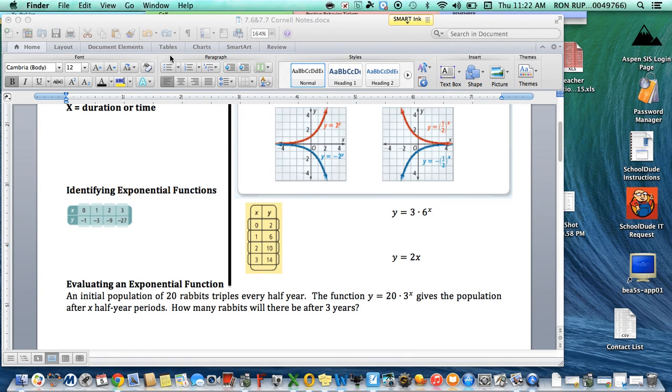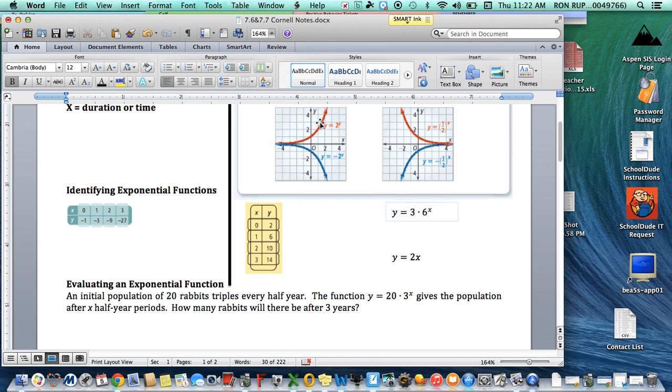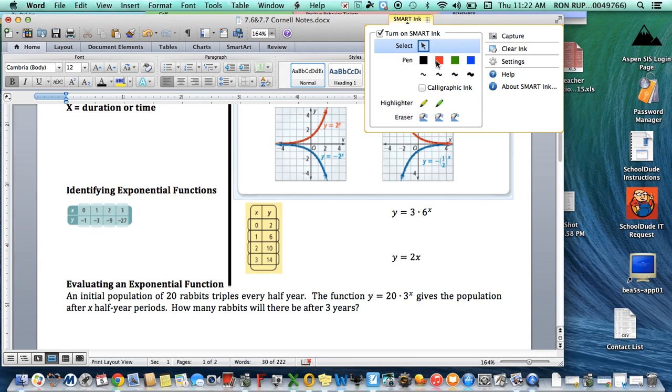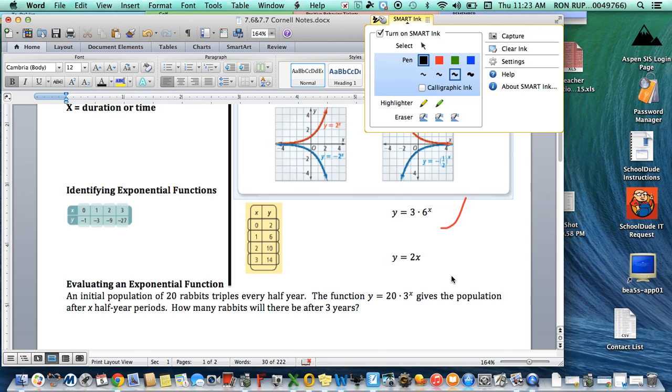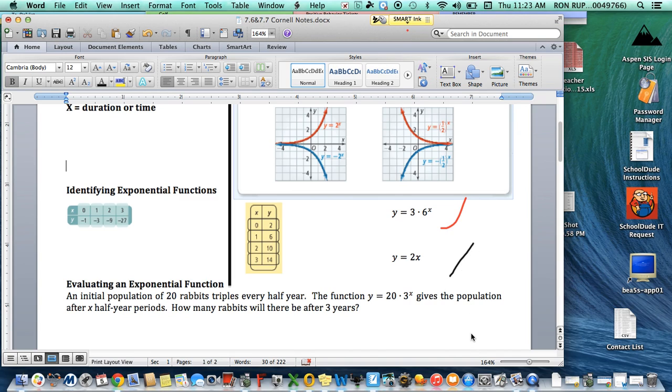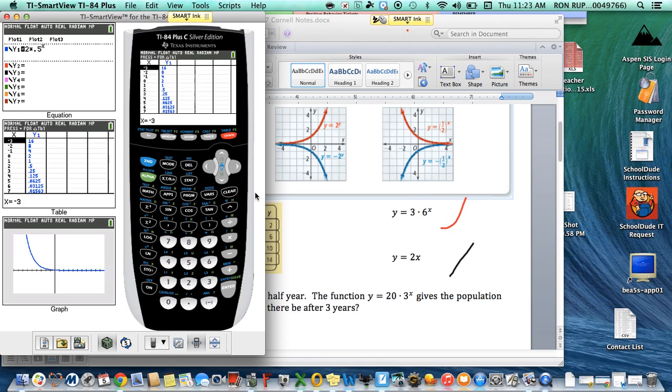Okay, because this is a positive number, we can guess that our graph is probably going to look like this to some effect. And because this is linear, y equals 2x, we know that this graph will look like this. And I'm going to pull up my calculator just to kind of show you guys the difference between these two functions, linear and exponential. And I want to show you the difference in their tables.